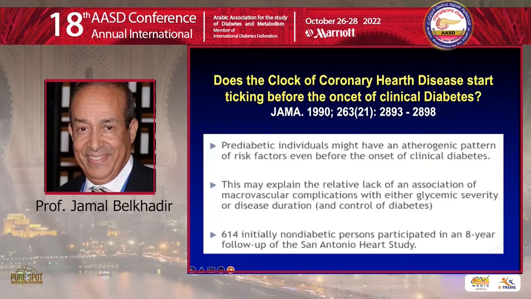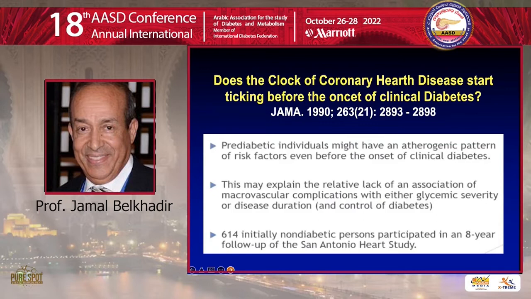Does the clock of coronary heart disease start ticking before the onset of clinical diabetes? Pre-diabetic individuals may have a heterogeneous pattern of risk factors even before the onset of clinical diabetes. This may explain the relative lack of an association of macrovascular complications with either glycemic severity or disease duration.